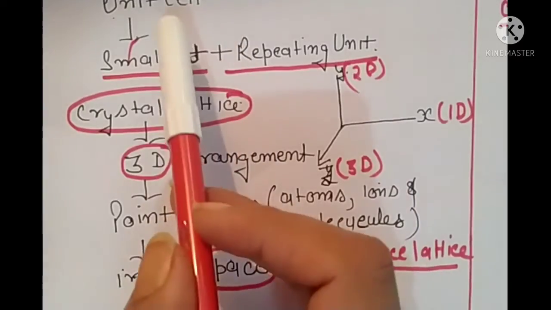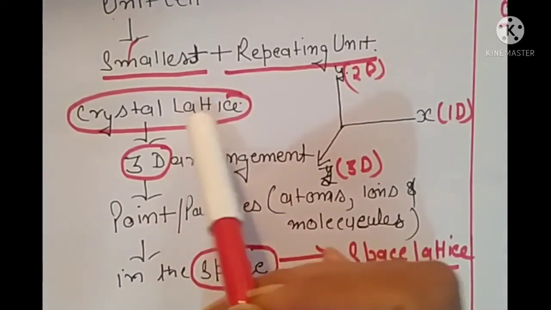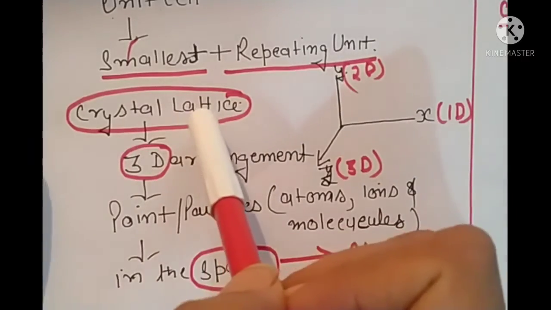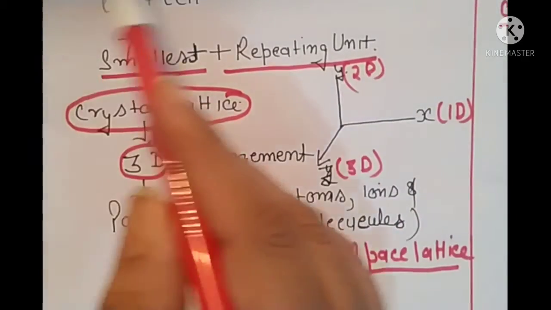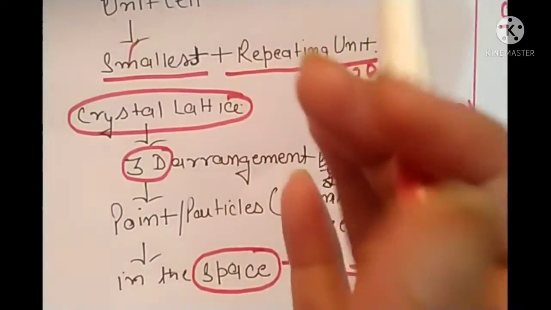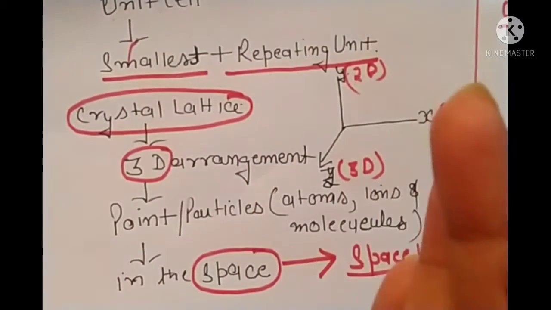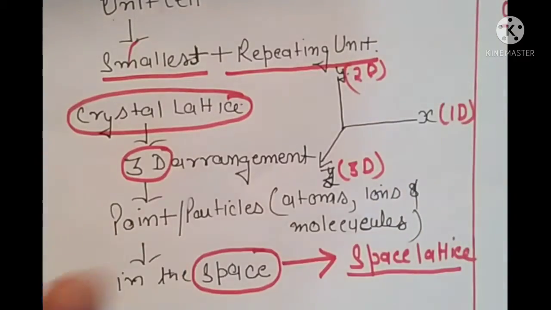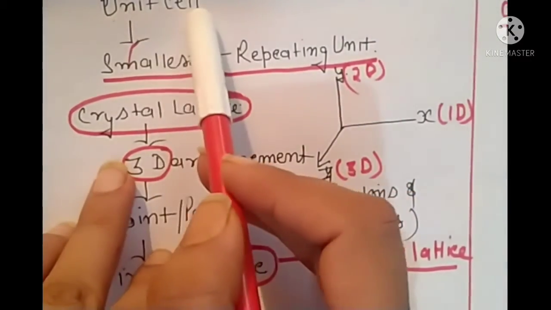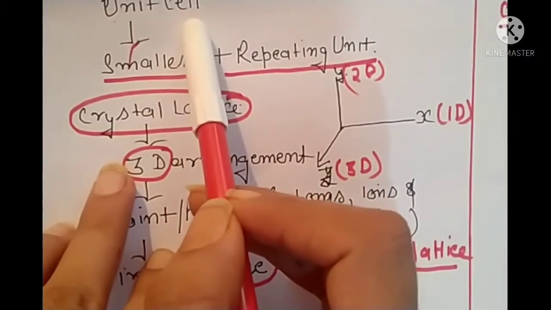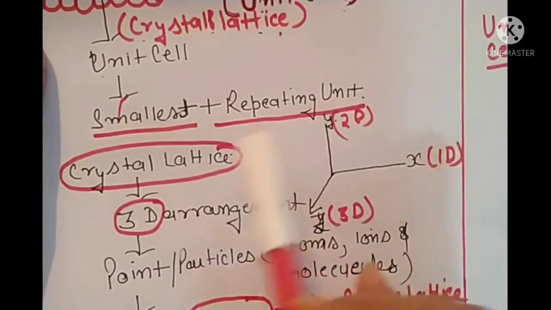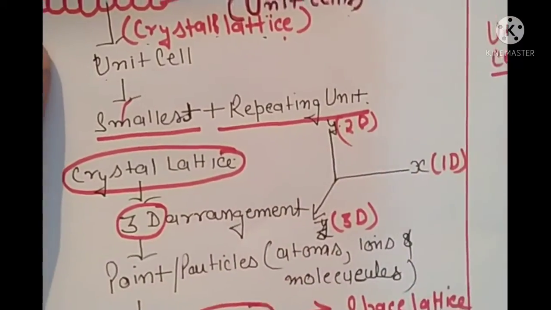Now, what is a unit cell in a crystal lattice? Actually, what is a crystal lattice made of? Of unit cells. When unit cells combine with each other, what do they form? A crystal lattice. So what is a unit cell? A unit cell is the smallest repeating unit in a crystal lattice.